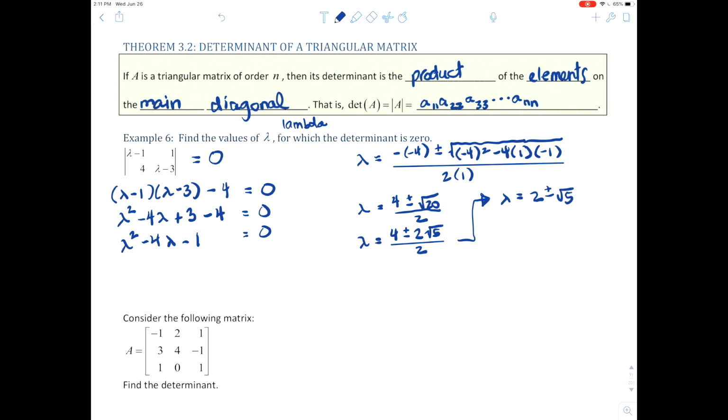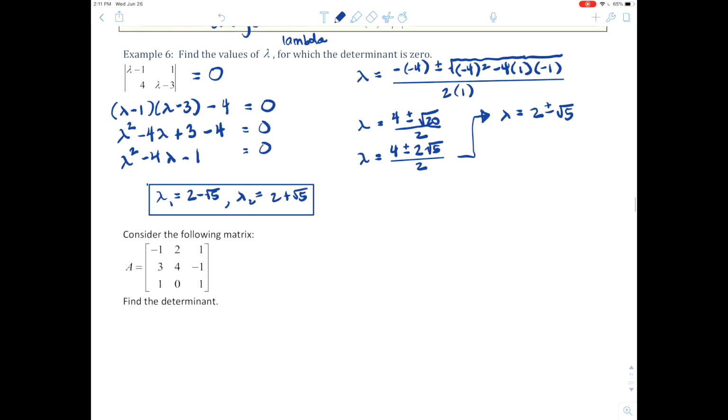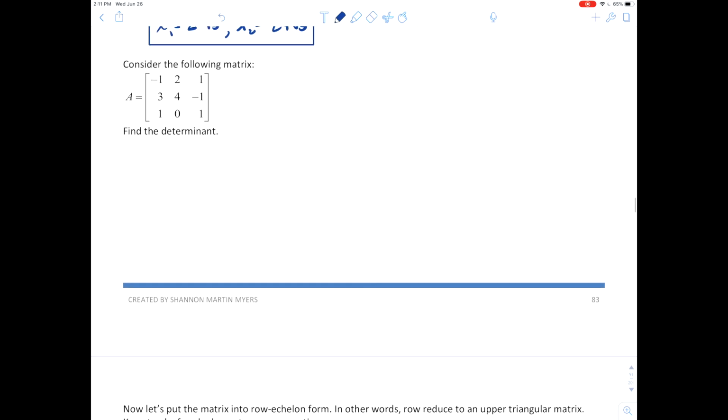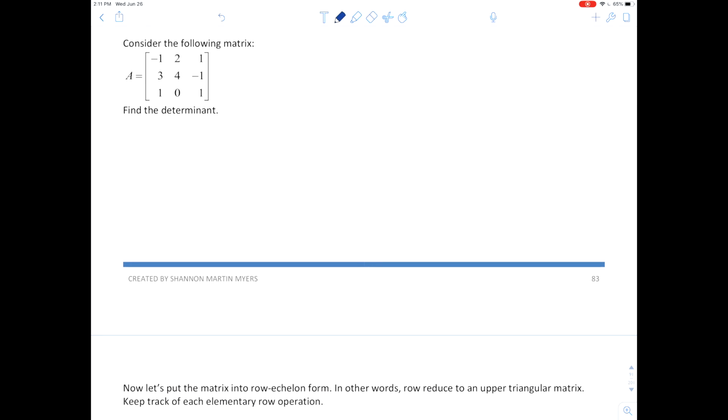So what we could say is lambda 1 is 2 minus root 5, and lambda 2 we can call 2 plus root 5. Cool? Let's take a look at this next matrix. So here we have what? Just a regular old matrix.